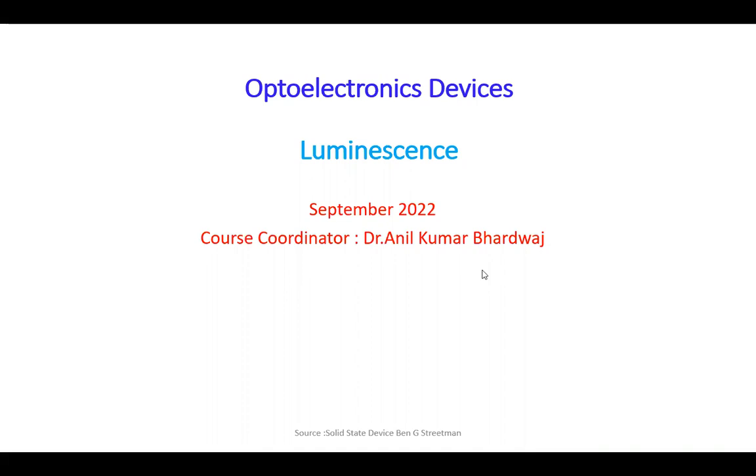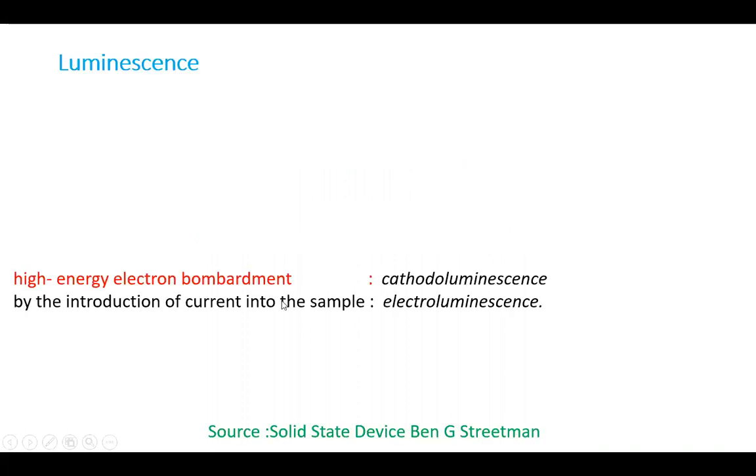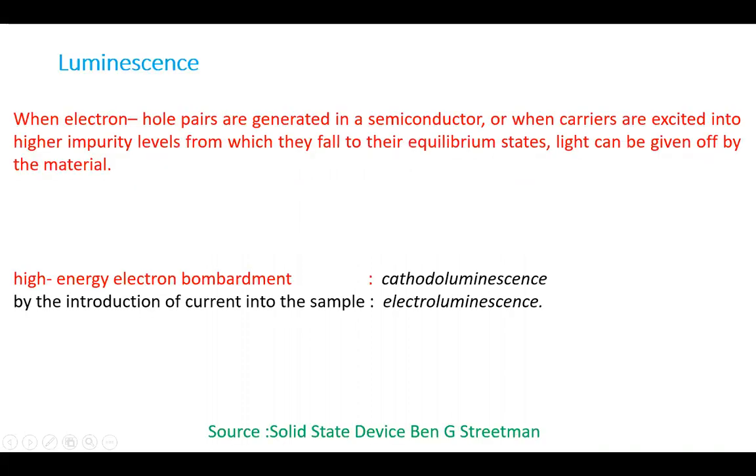So here you can see, when we talk about the generation of electron hole pair in a semiconductor, the first phenomenon is absorption. On absorption, there is a generation of electron hole pair in a semiconductor. So with that, what happens? Carriers are excited into higher impurity levels from which they fall to equilibrium states.